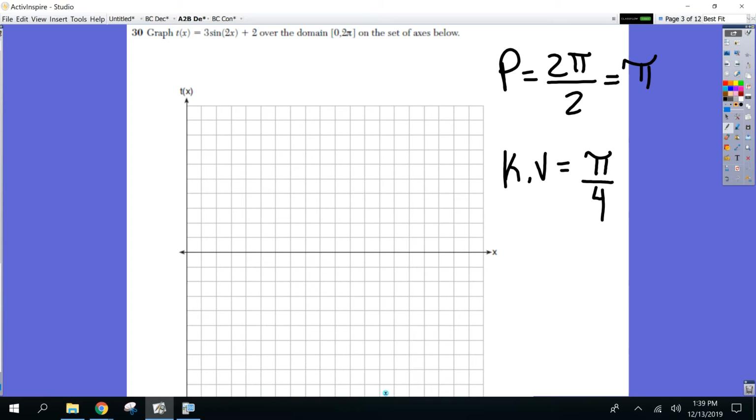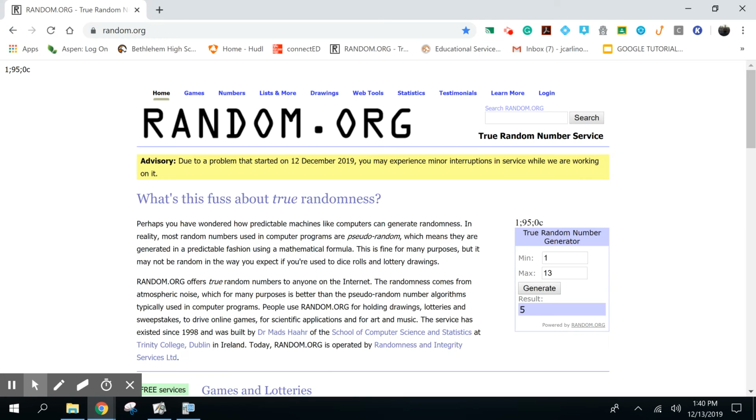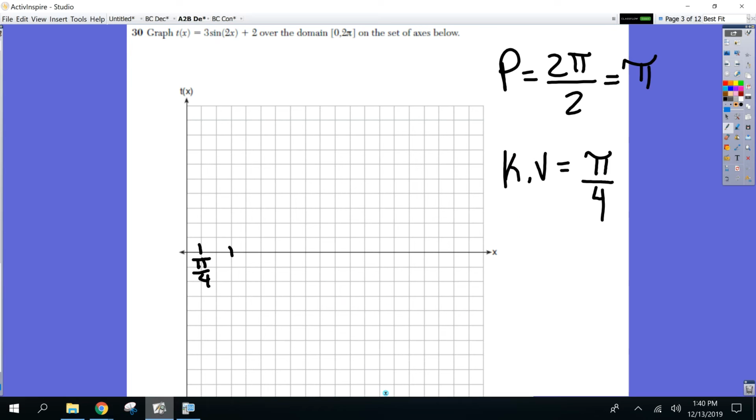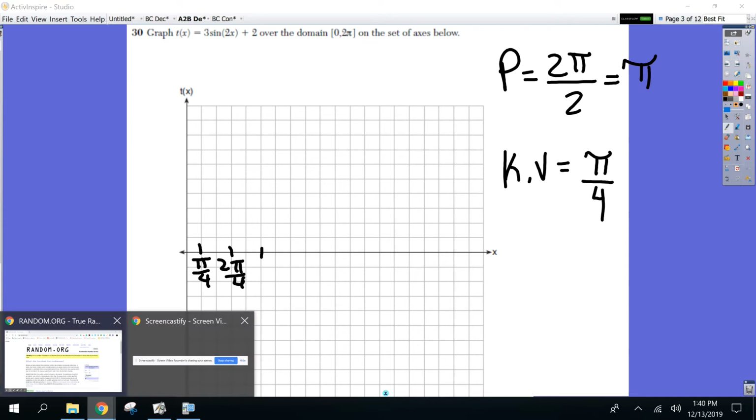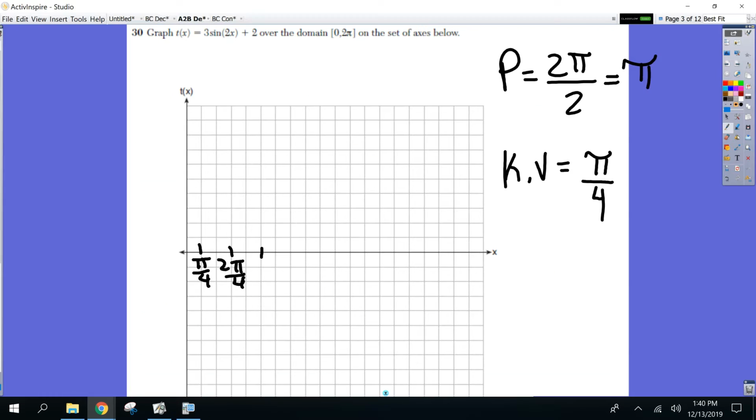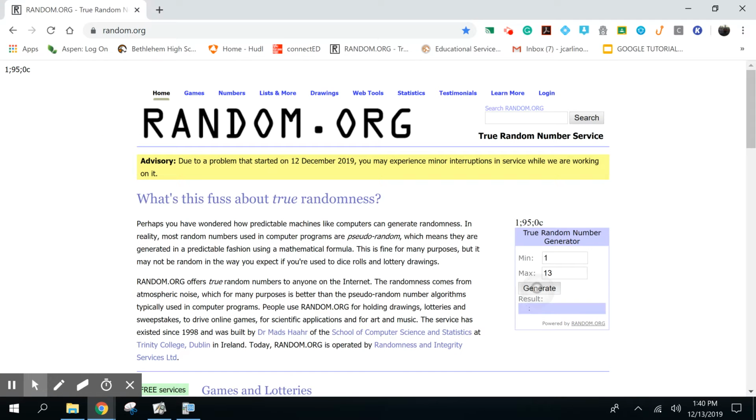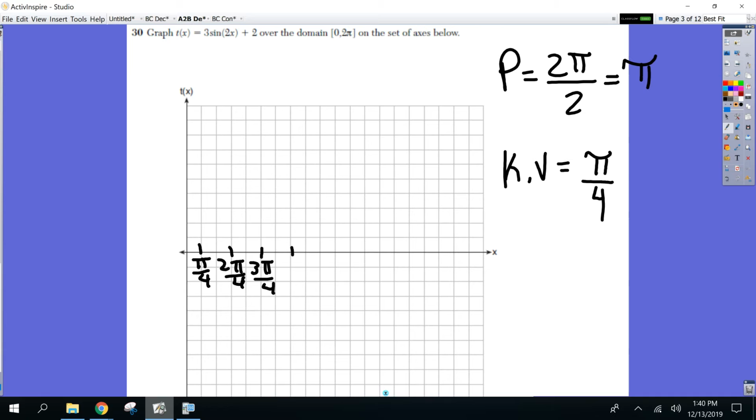I'm going to count by pi over 4. Pi over 4. How do I find the next one? Pi over 4, next one, 2 pi over 4. Next one, 3 pi over 4. Next one.